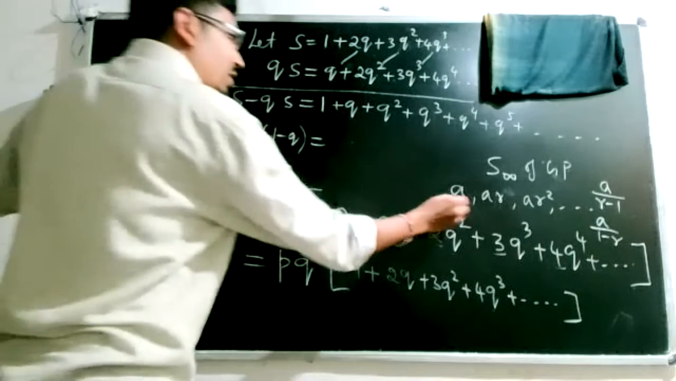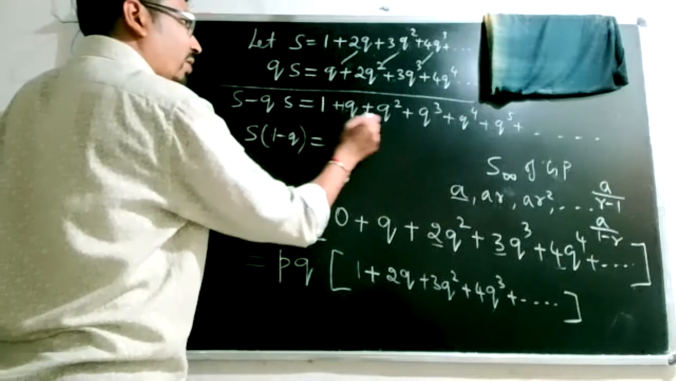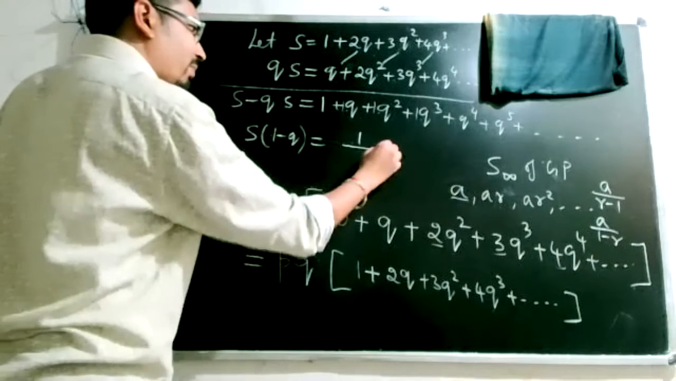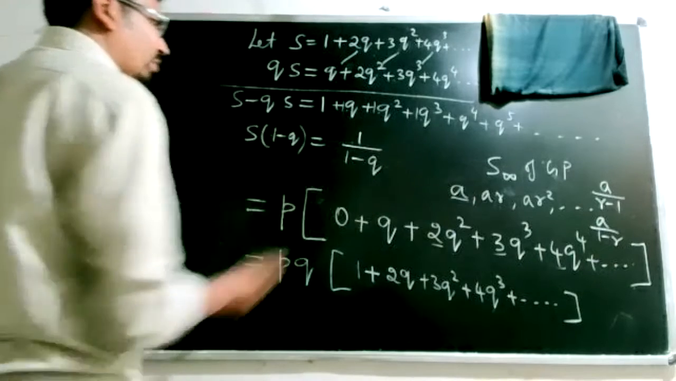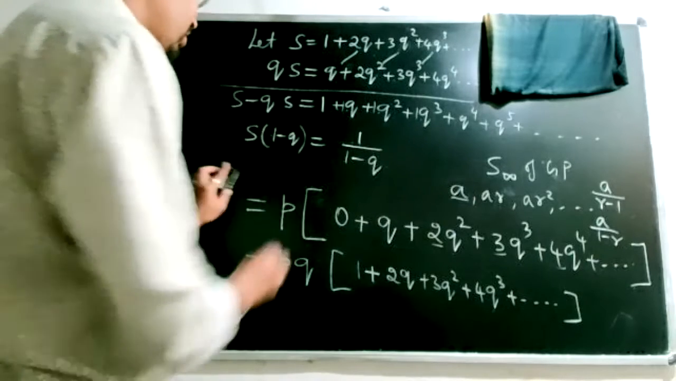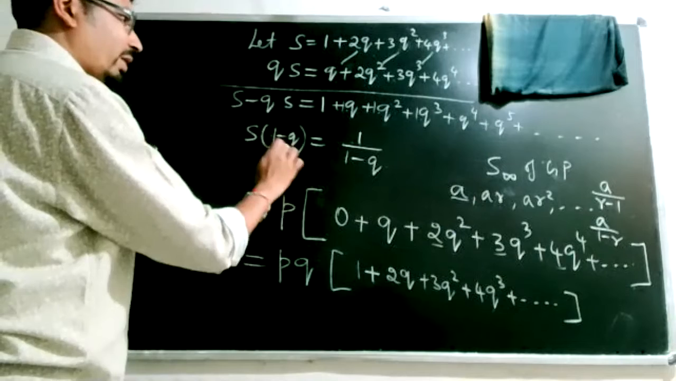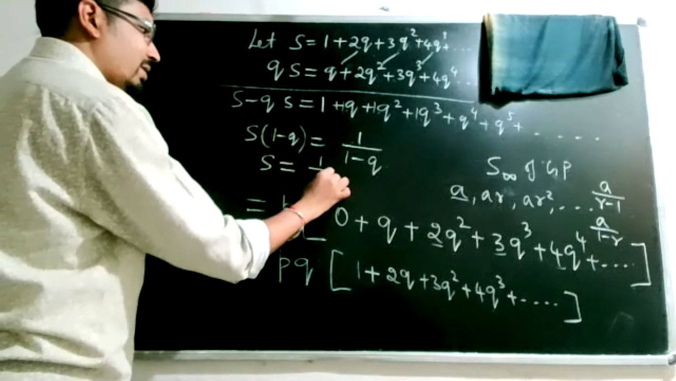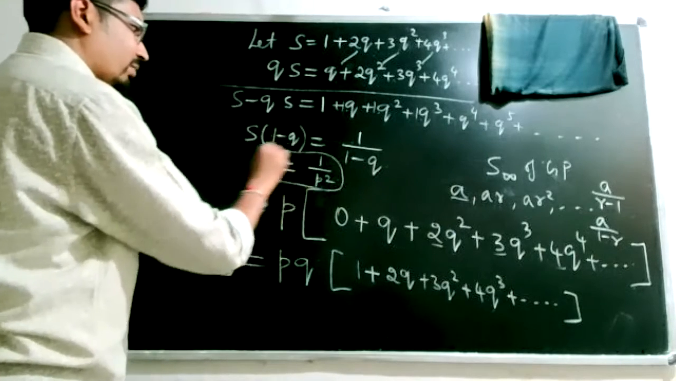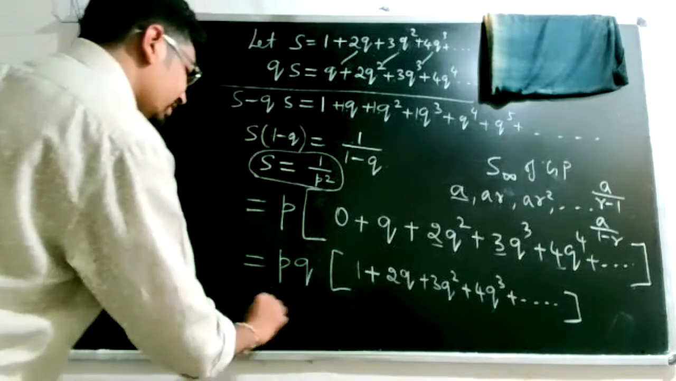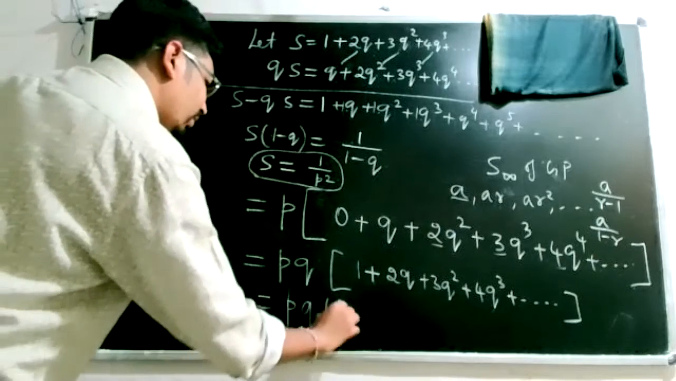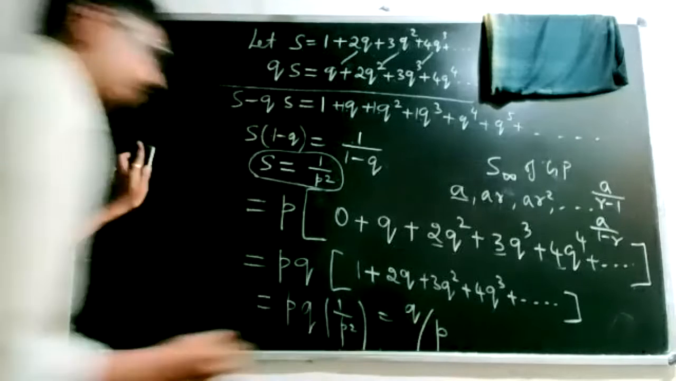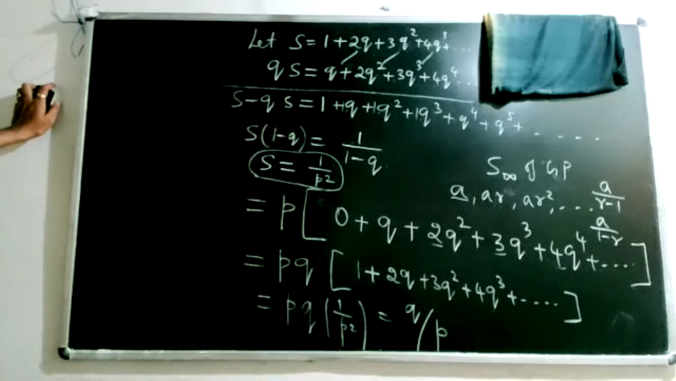A, the first term, is 1. So everywhere you have 1 into q square, 1 into q. So this will be a by 1 minus q. So S into 1 minus q, and 1 minus q is nothing but p. So I can write this as 1 by p square. So this is our S. So we have p q into 1 by p square. So the mean of the geometric distribution is q by p.